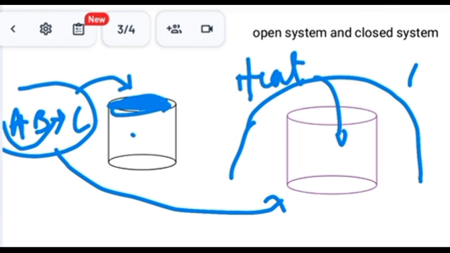Okay, so this is the difference between an open system and closed system. In an open system, there is an interaction of the reaction going on with the outside environment, and in a closed system there isn't any type of interaction.